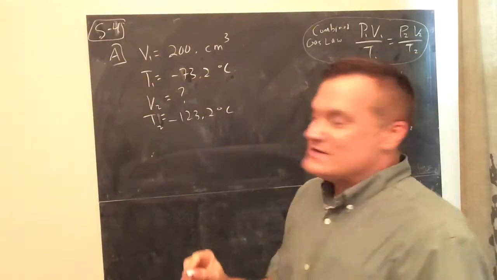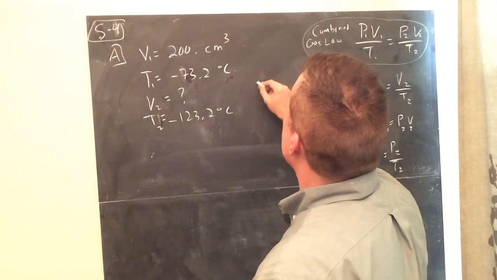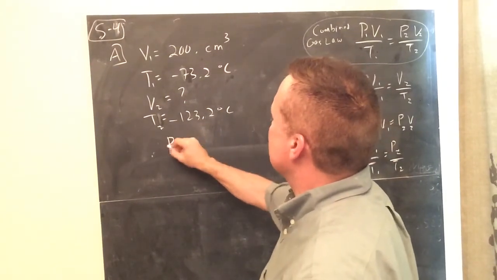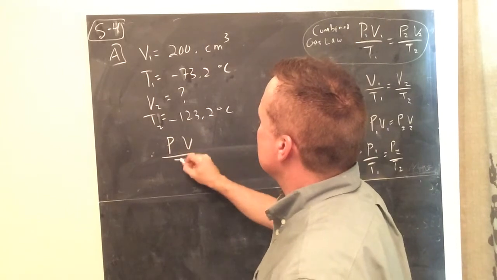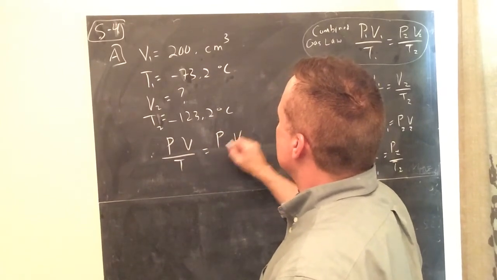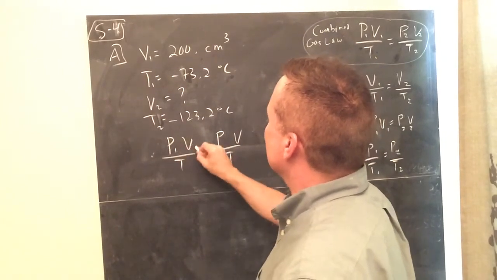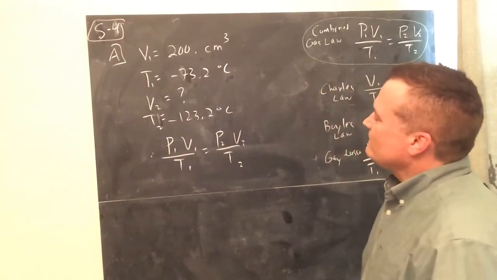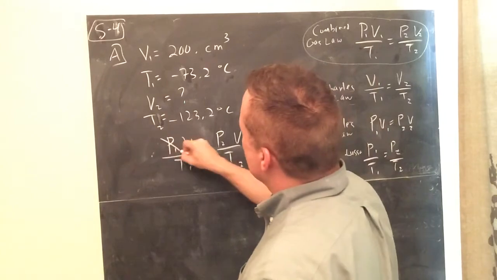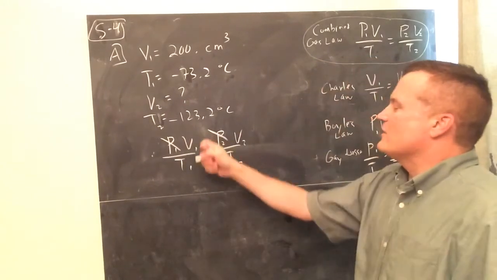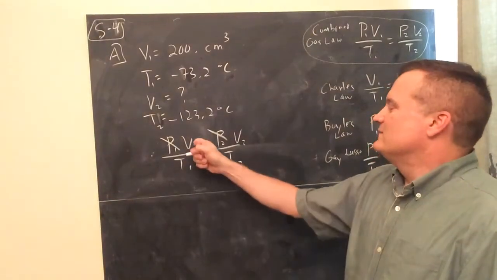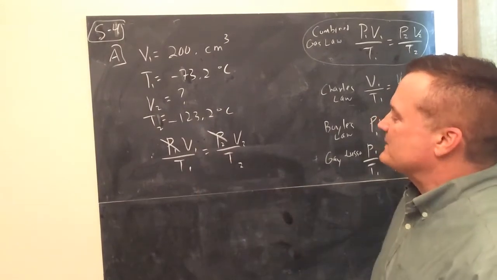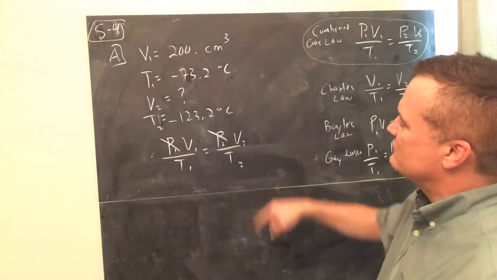But what you can do is start with the equation: P1V1 over T1 equals P2V2 over T2. This is not the problem that I thought it was going to be. So pressure is constant, so cross them out. Our law is going to be Charles' law. Volume and temperature are directly proportional. V1 over T1 equals V2 over T2.